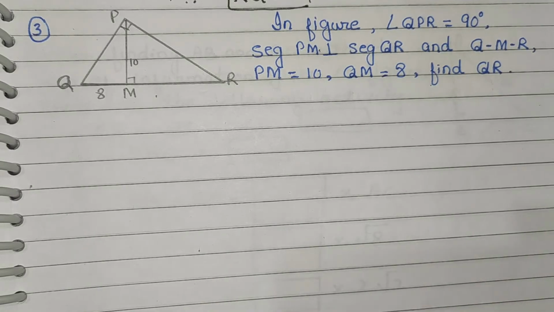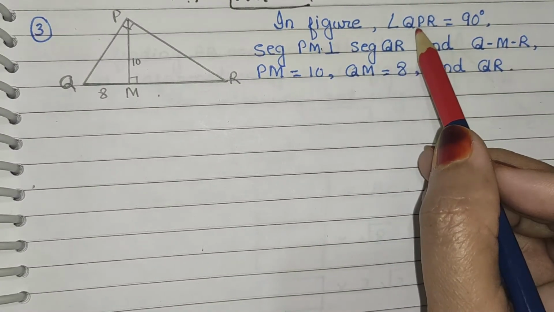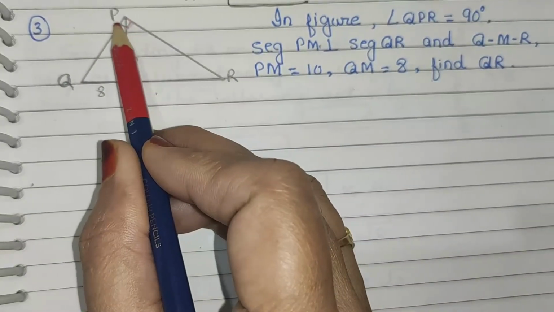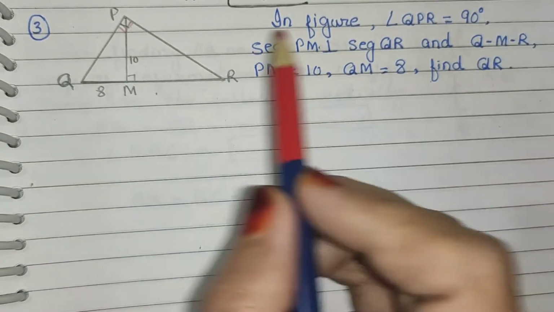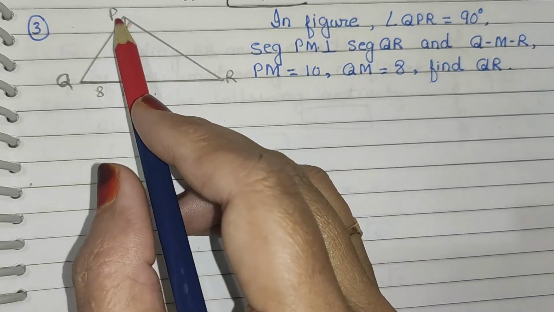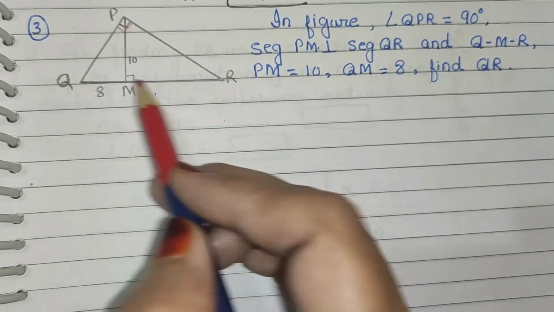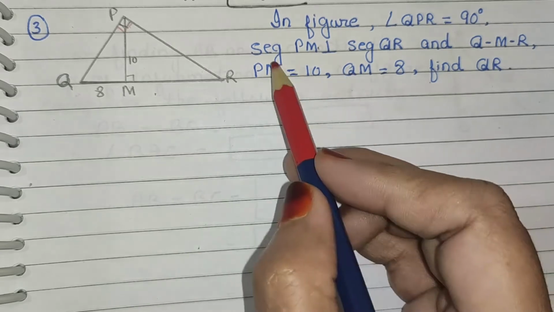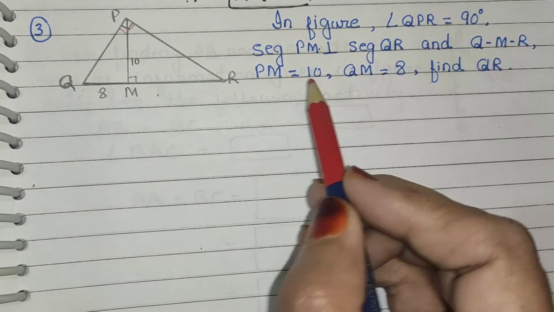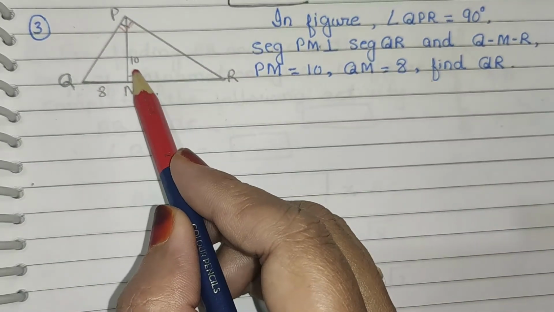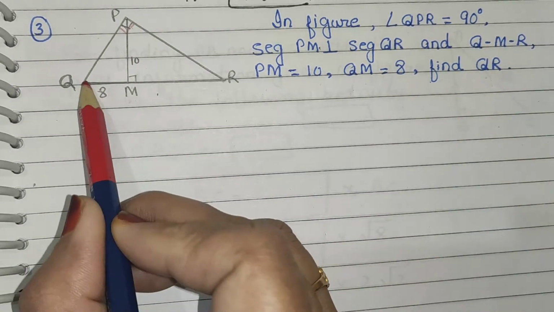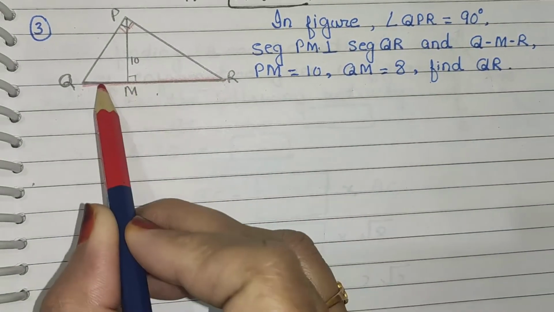Next question is, in figure angle QPR is equal to 90. Look at here, QPR angle is 90 here. Segment PM is perpendicular to QR. Now in right angle triangle PQR, QR is hypotenuse. PM is equal to 10. The value of PM is given here. QM is equal to 8. Find QR. Means our aim is to find the value of QR.